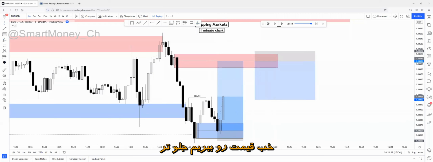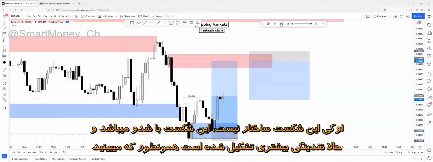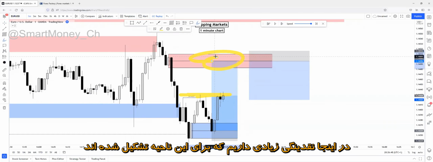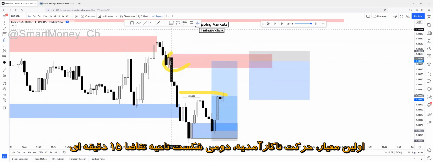So let's play price forward. Okay, that's actually not a break. That's just a big wick, and more liquidity is being created, as you can see. Here's more liquidity built up for this zone. And as I said, if price builds up liquidity for this zone, that will be a perfect criteria entry. Once again, let's track our criteria. Here's the first criteria, inefficiency.